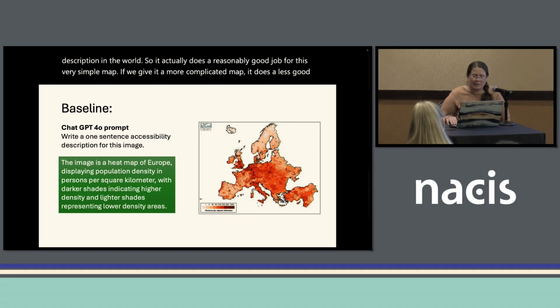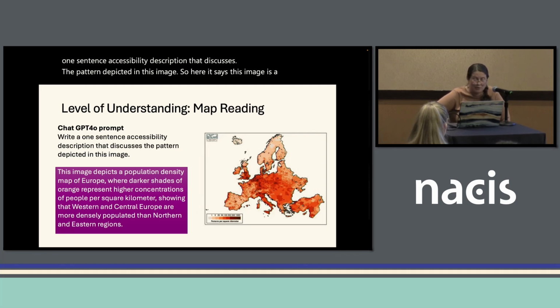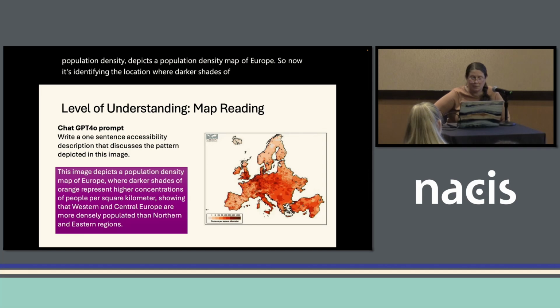All right, so let's see what happens if we try to prompt it with a little bit more specific prompt. Here I've entered the prompt: write a one-sentence accessibility description that discusses the pattern depicted in this image. Here it says this image depicts a population density map of Europe, where darker shades of orange represent higher concentrations of people per square kilometer, showing that Western and Central Europe are more densely populated than Northern and Eastern regions.